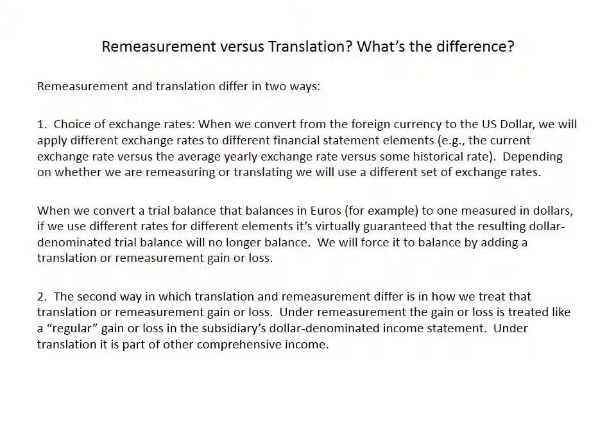This is very convenient because that remeasurement gain or loss gets closed to income summary, it gets closed to income, and we never see it again until we do the process the following year. Under translation, that translation gain or loss is part of other comprehensive income, and instead of getting closed out to income summary and thence to retained earnings, it goes to the balance sheet as part of other comprehensive income. So it gets a little bit more complicated because these translation gains or losses get carried forward from one year to the next.